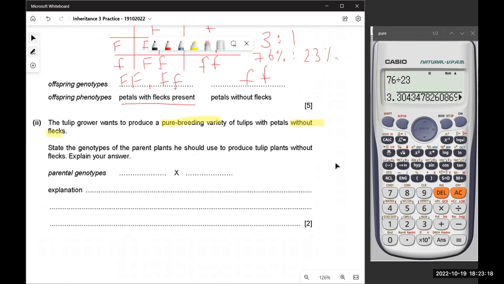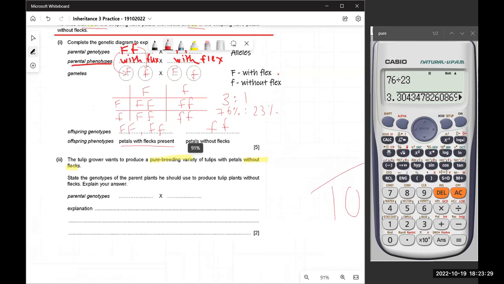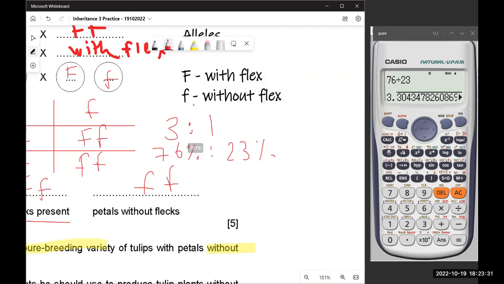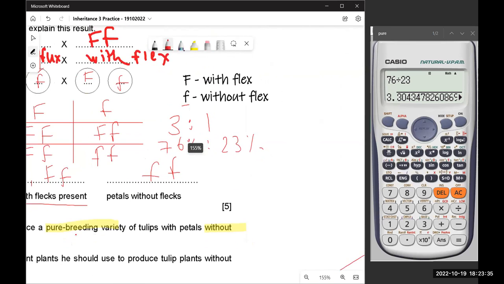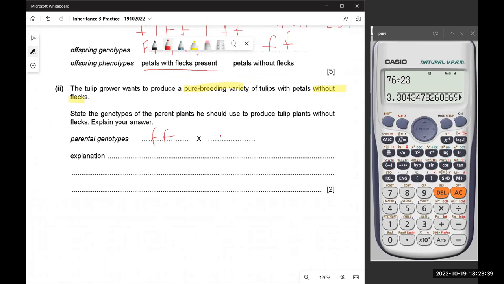Homozygous or heterozygous? Homozygous. Either both capital FF or both small ff. Now I want without flakes. Which of these is without flakes, capital F or small f? Small f. So what will the answer be? It will be small f, small f.